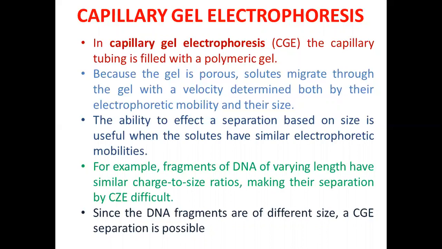So based upon their size, as we saw in size exclusion chromatography, whatever solutes have larger size, their electrophoretic velocity will be greater, and whatever solutes have lower size, their electrophoretic velocity will be low. Therefore, larger solutes will be eluted first. At last, smaller solutes.